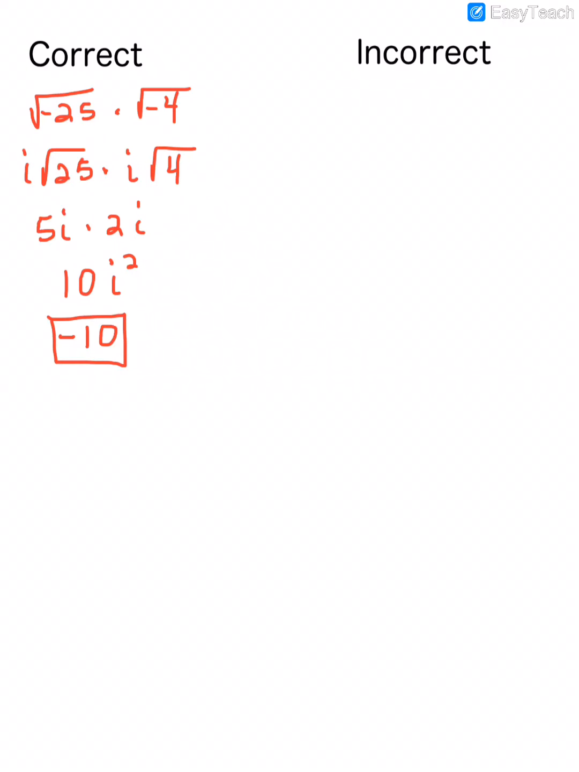Now let me show you what happens if I do it incorrectly. If I don't take the i's out first and I multiply the square root of negative 25 times the square root of negative 4, when I multiply the two radicands together, I would get the square root of 100 because negative times negative is positive. And we know that the square root of 100 is 10. Well, that is incorrect. The correct answer is negative 10. But we got the incorrect answer because we didn't take the negatives out first. So it's important that you do that as your first step when dealing with negatives under the radical.